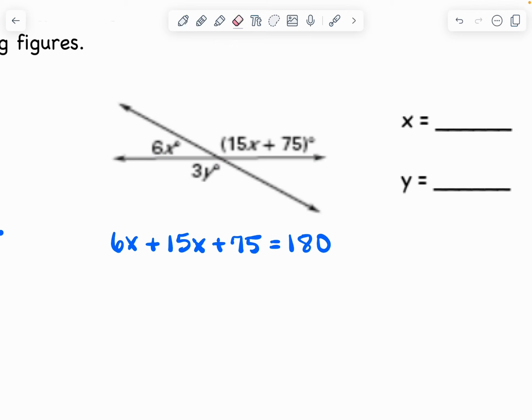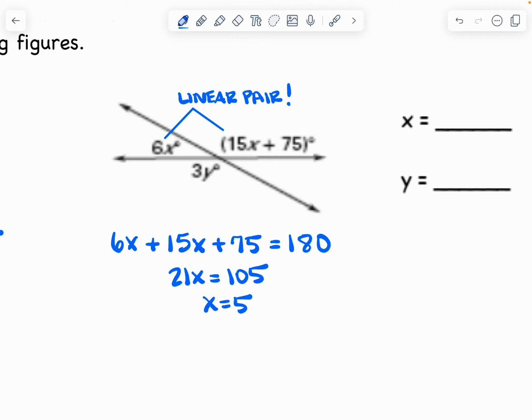So if we notice that that is a linear pair, therefore they're supplementary. Therefore, the 6x angle must add to the 15x plus 75 degree angle, and they have to equal 180. So that's where I'm going to want to start on this problem. I have a linear pair, and that's the first clue I want to be finding. So I know they have to add up to 180. That's going to give me 21x equals 105, so x equals 5.